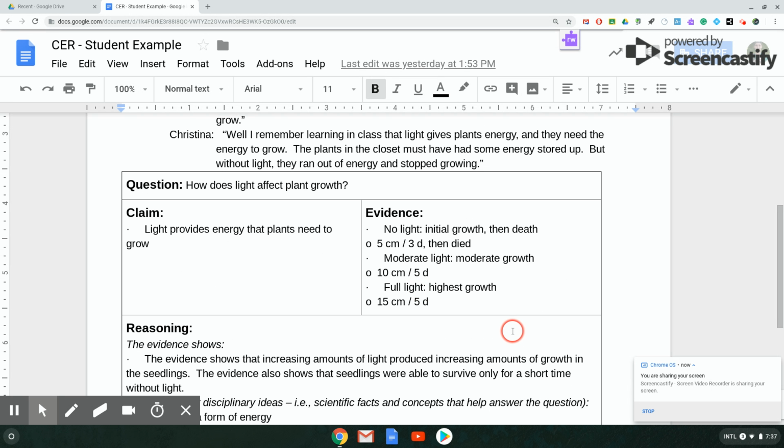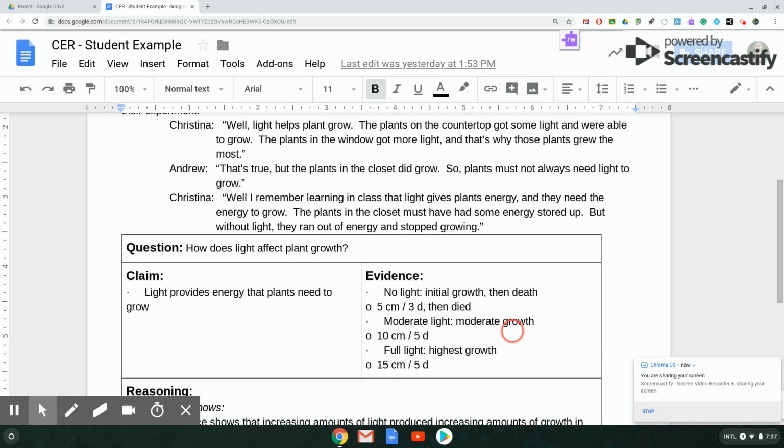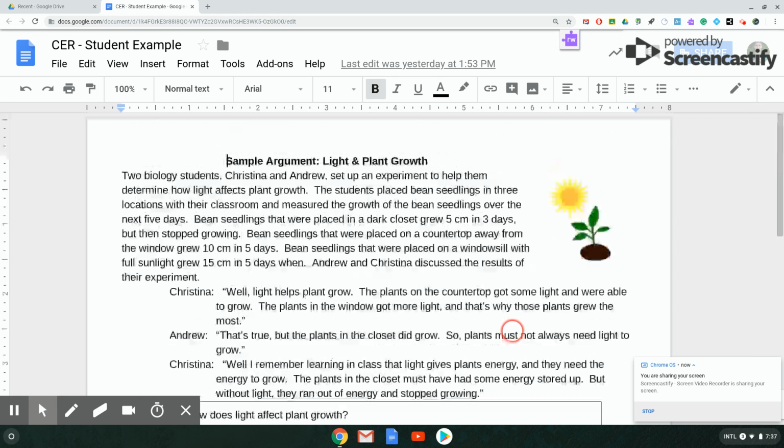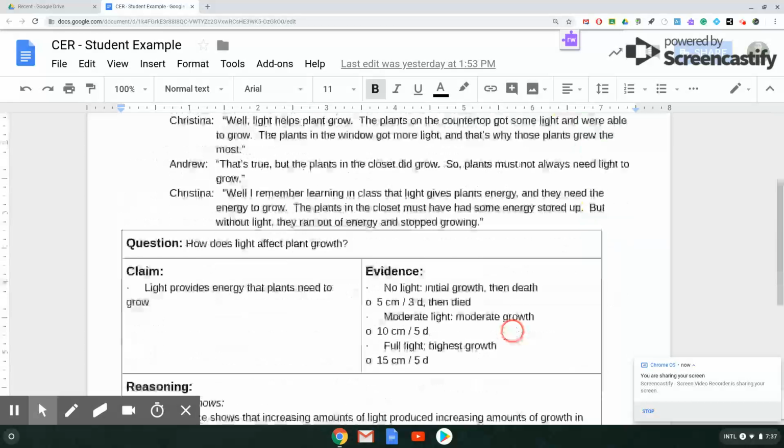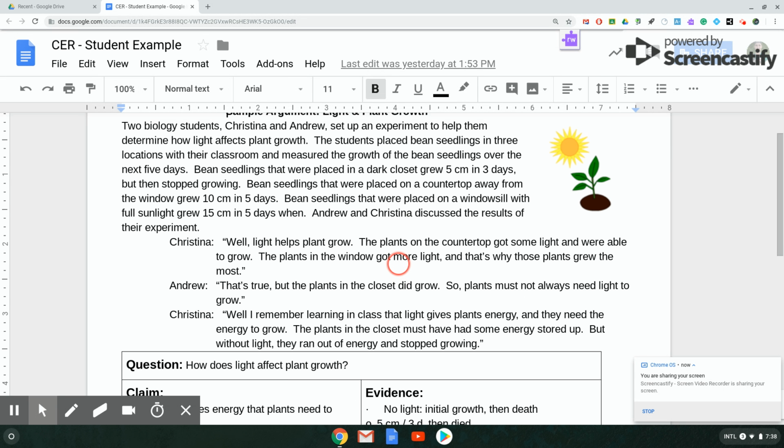Now, the evidence piece is something that we can use to support the claim. In the reading that I gave you, you have data here, which they have identified as no light, initial growth, then death, 5 centimeters over 3 days, then died; moderate light, moderate growth, 10 centimeters, 5 days; full light, highest growth, 15 centimeters, 5 days. So these are pieces of evidence that were pulled from the reading.